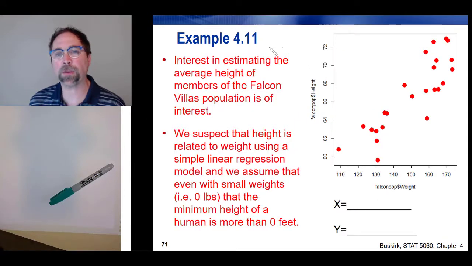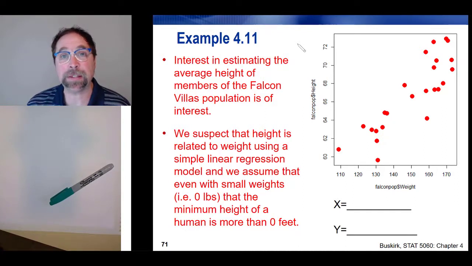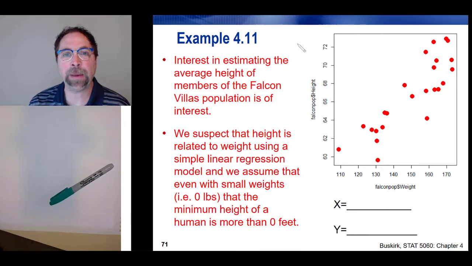Let's look at an example here and walk through the mechanics of how we could actually compute this, and then we'll go through how to get this in R. This example 4.11 data is available in an Excel file with the same name, example 4.11.xlsx. That's in our datasets folder as well as the course notes folder, so you can follow along later as we go. Interest is given in estimating the height of members of the Falcon Villa population.